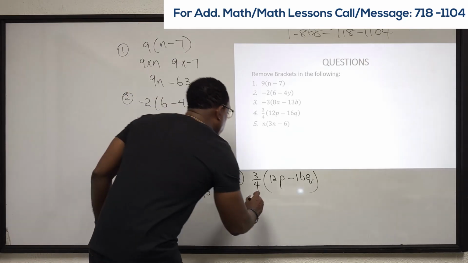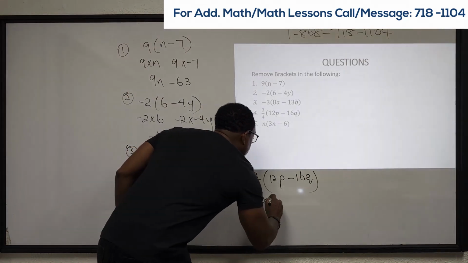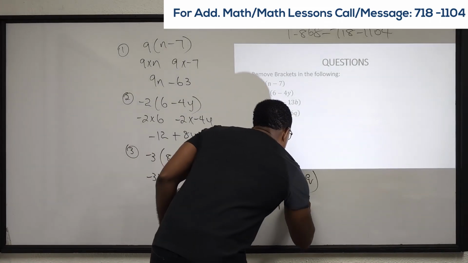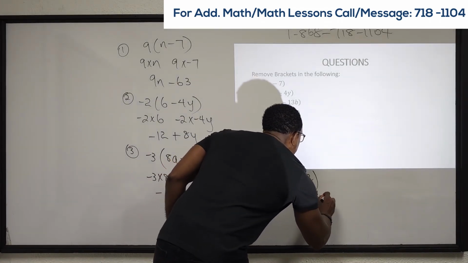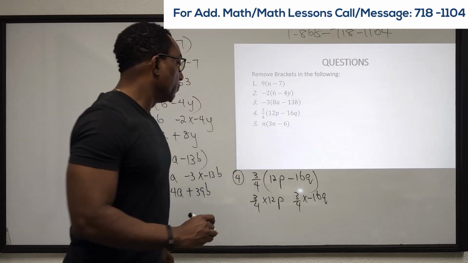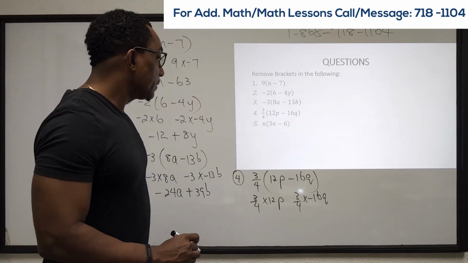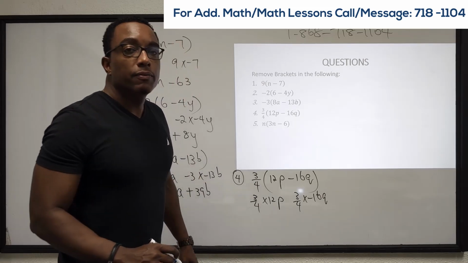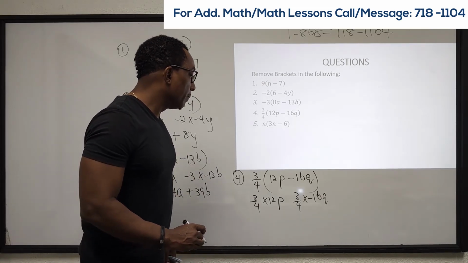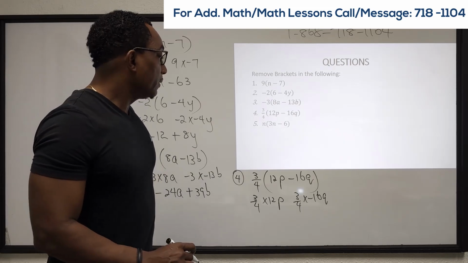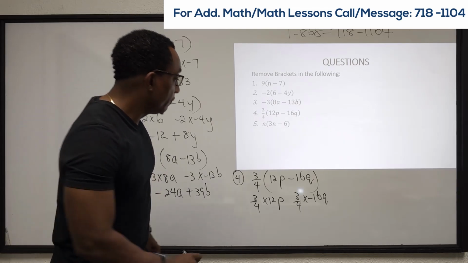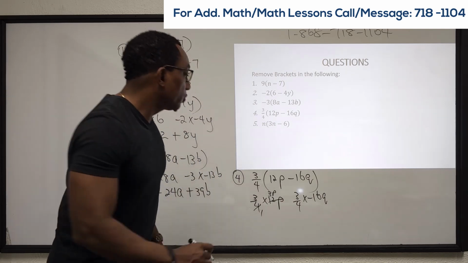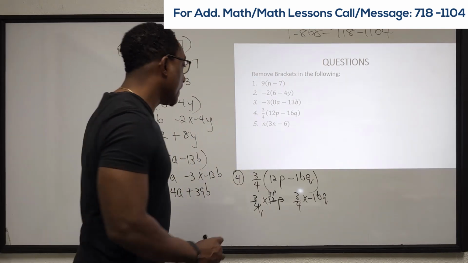This is 3/4 multiplied by 12p, and 3/4 multiplied by negative 16q. So when we multiply 3/4 by 12p, we know 4 into 4 is 1, 4 into 12p will be 3p, and 3p by 3 will give us 9p.